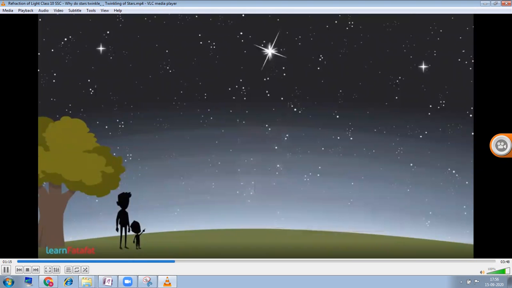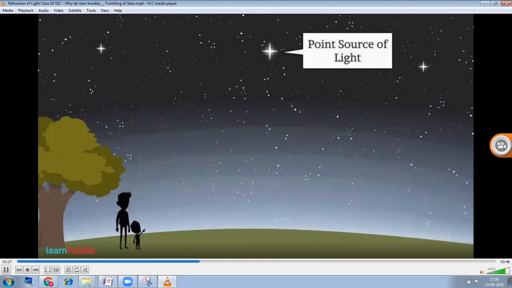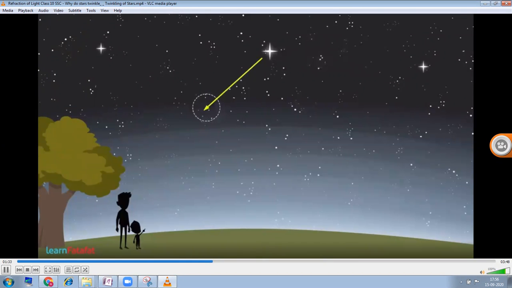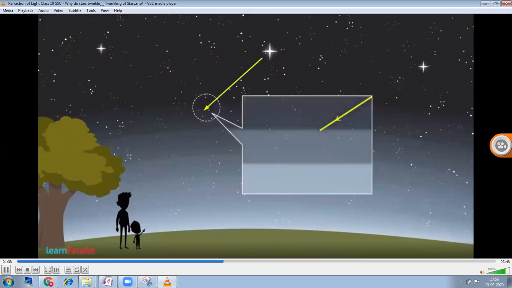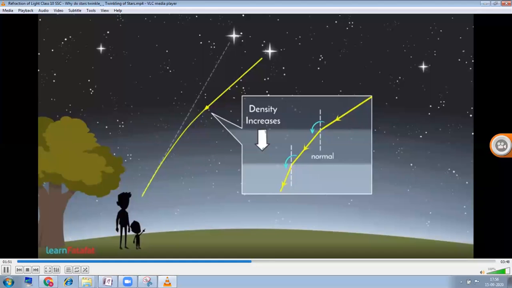Now let's talk about a star. A star has its own light. Since stars are at a far distance from the Earth, they look point-sized and so are treated as point sources of light. The light coming from a star, that is starlight, when it enters the Earth's atmosphere, layer by layer, experiences increasing density and so bends towards the normal at the boundaries between the layers. When it comes to us, we observe the star to be slightly higher than its actual position.